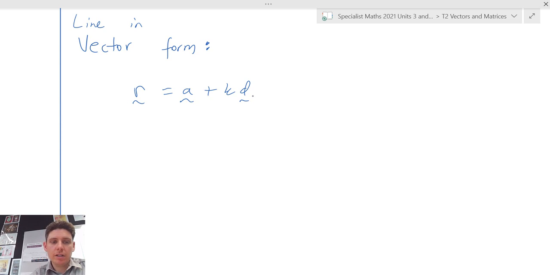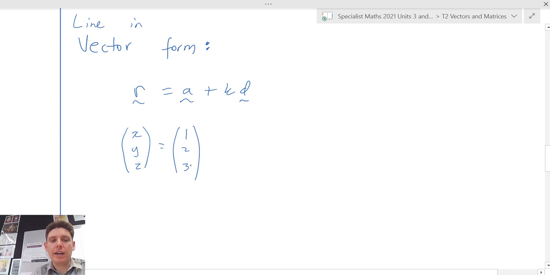We can write this as column matrices like this. So this is the R. The R is a position vector, x, y, z. The A is a known vector. Let's just make it 1i, 2j, 3k. The scalar is just a k, and let's just make the direction vector, I don't know, -3, -2, -1.